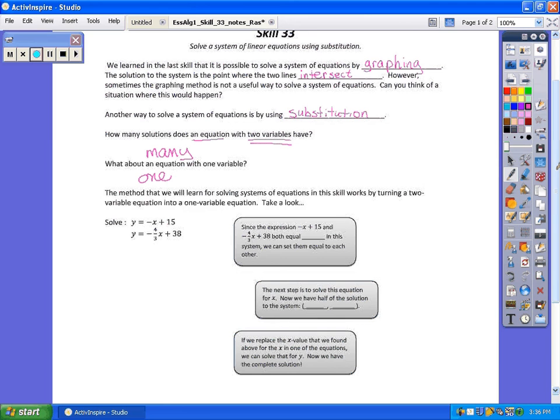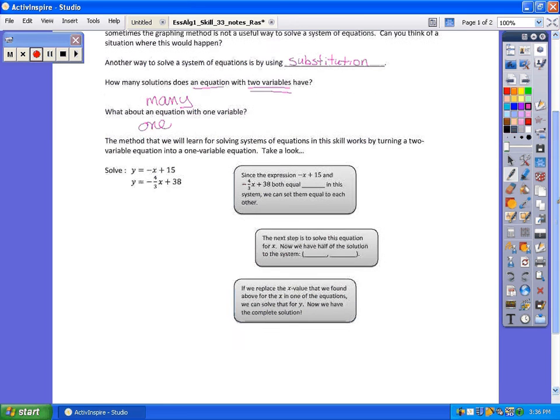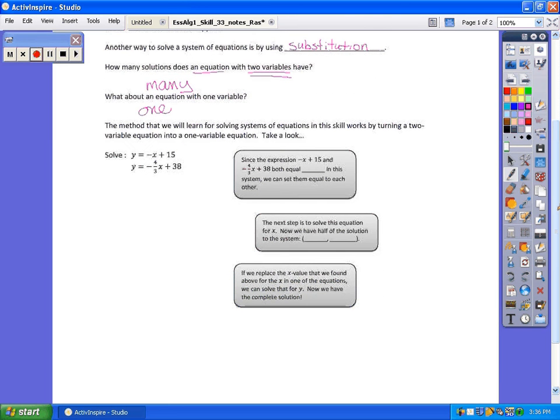So we're going to take a look at how substitution works. If we look at this example, we can see that both of those equations are solved for y, so they both equal y. So all we have to do is set them equal to each other. So negative x plus 15 is going to equal negative 4/3 x plus 38. So now I'm down to one variable. So I'm going to go ahead and do the math that follows.